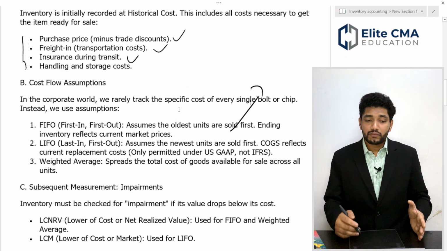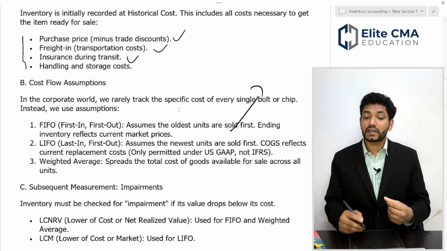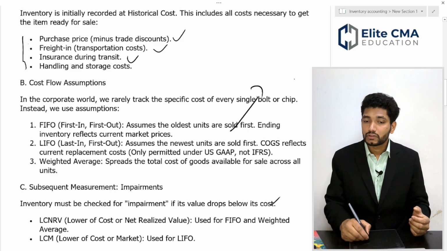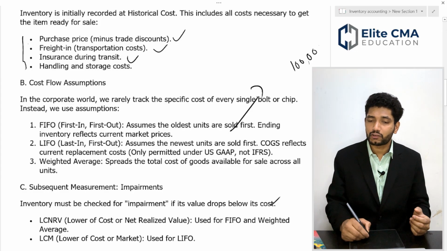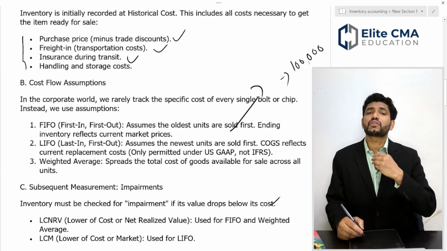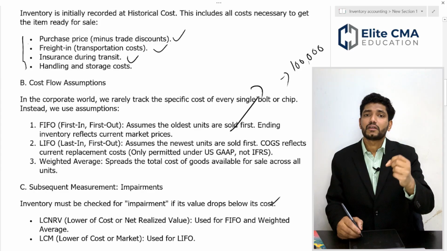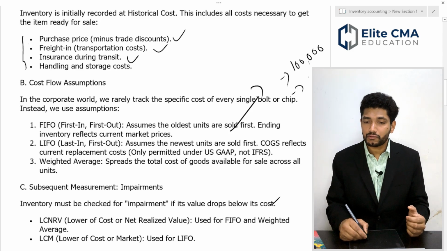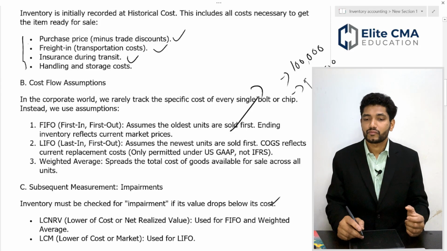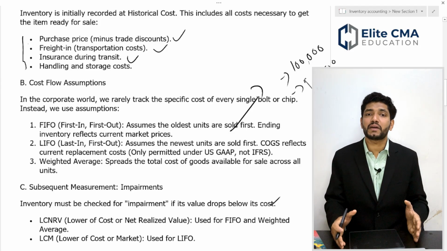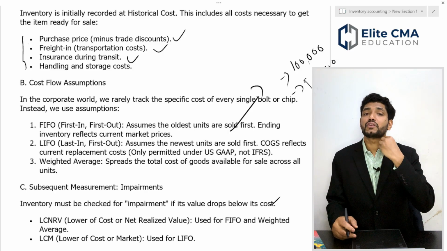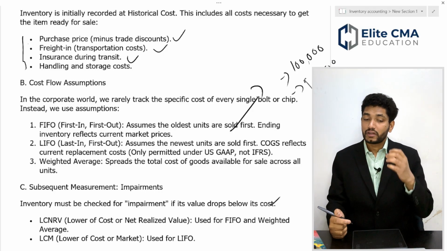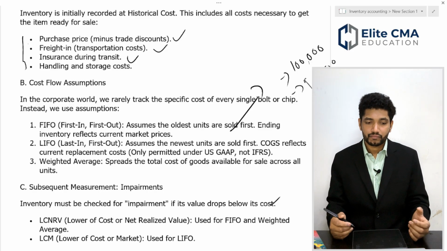Then the impairment of inventory. Inventory must be checked for impairment if its value drops below its cost. Suppose you purchased some material for 1 lakh rupees, or $1 lakh, at the beginning of the year, and at the end of the year you realize that the current market value of this material is only 90,000. In this case you have to do an impairment. Impairment means you have to reduce your inventory value to match business reality.